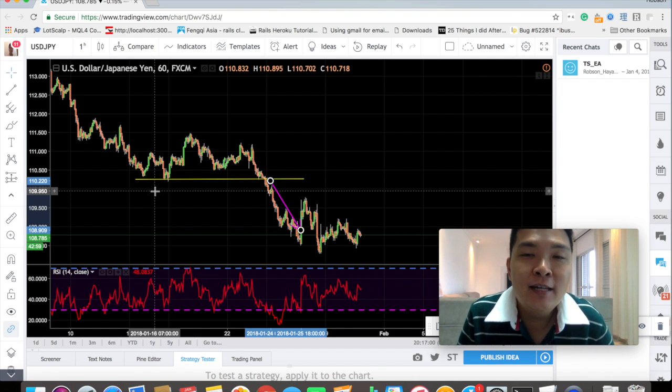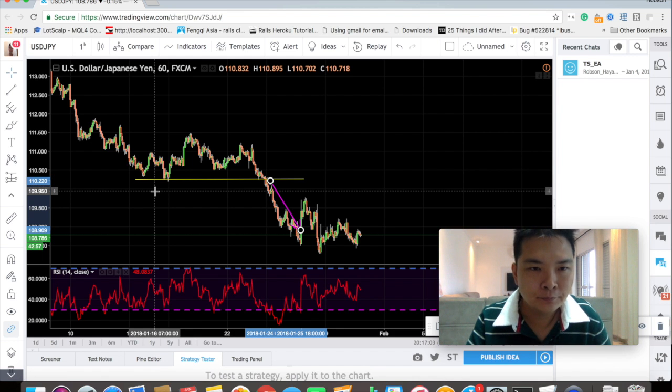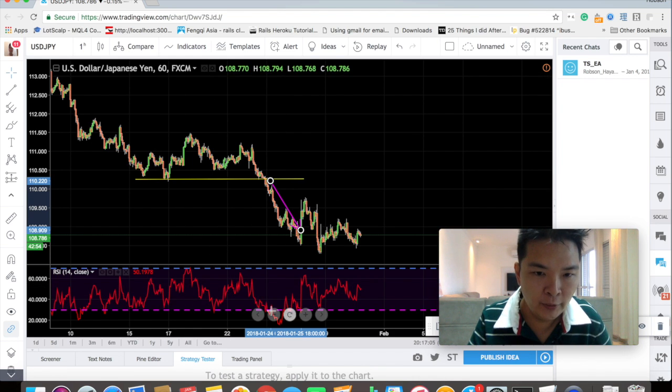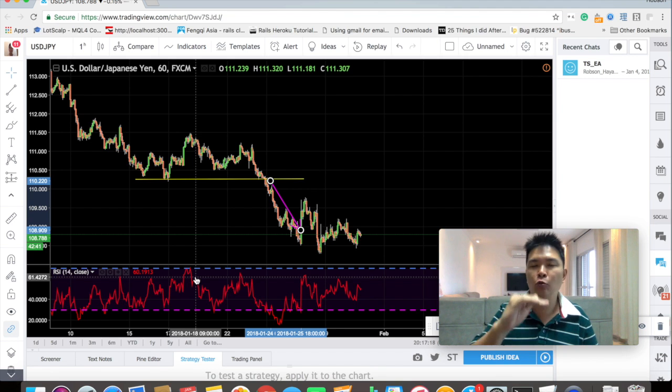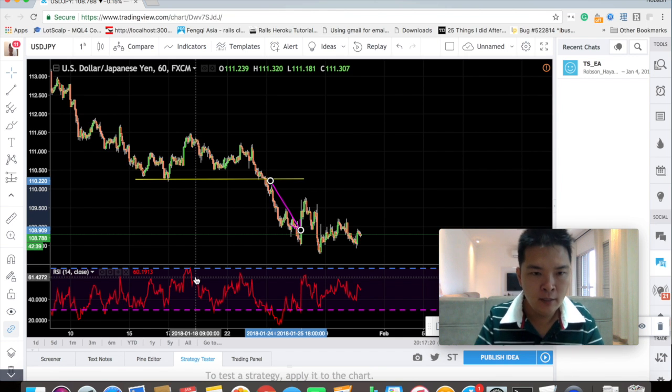Let's look at another example, shall we? So we have here that it broke the structure, and we have here that it worked according to the RSI. So let's look at another time that it breaks either the lower band or the upper band.